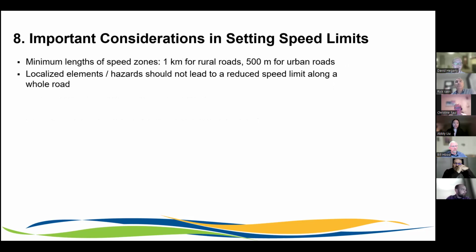speed accordingly. It also notes that localized elements such as sharp curves should not be used to justify a reduced speed limit over an entire roadway. Instead, advance warning signs and advisory speeds should be used to address localized elements.